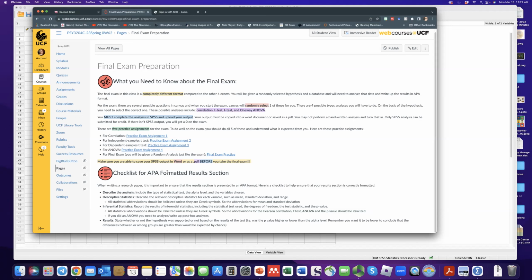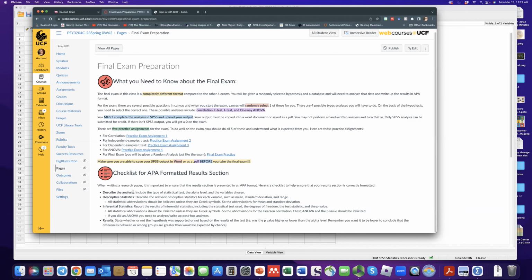And so I have here too a checklist for an APA formatted results section. Other sources for this, your book, and in every lesson, I've got like an APA section where I give examples of how to write it up in APA format. But here it's just like a little checklist.